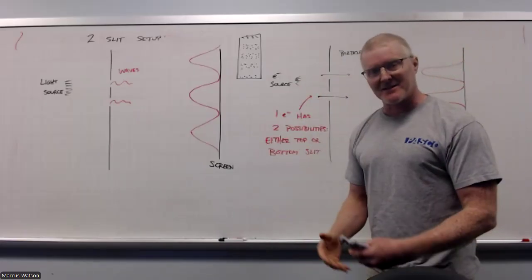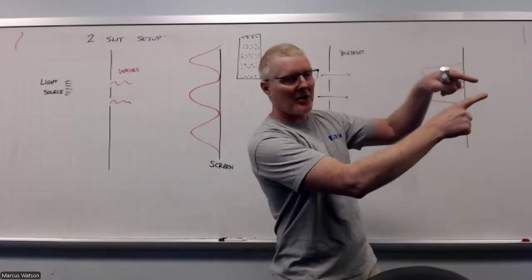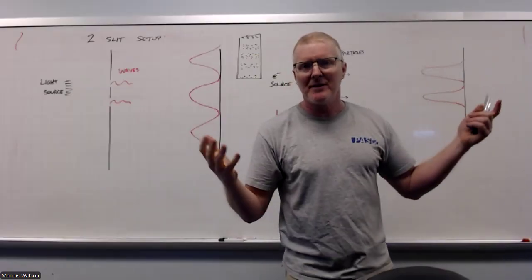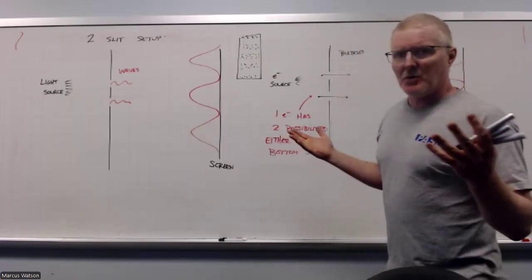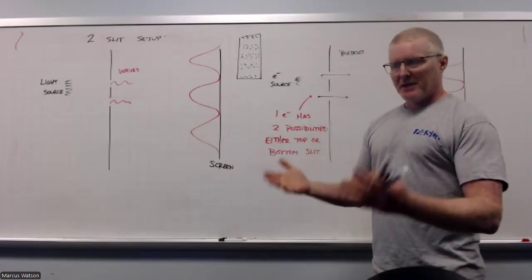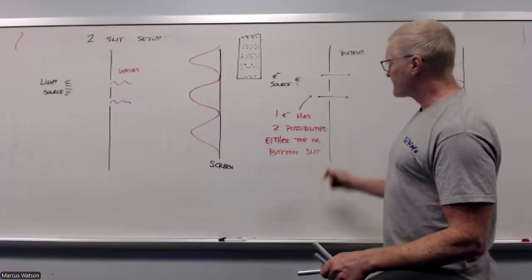So what does that mean? Does that mean the electron kind of splits in half, goes through this one and then recombines somehow? We don't know. Likely not, but ultimately we don't have any real good picture as to what is the situation here, okay?